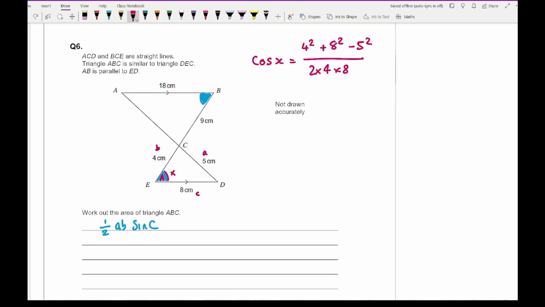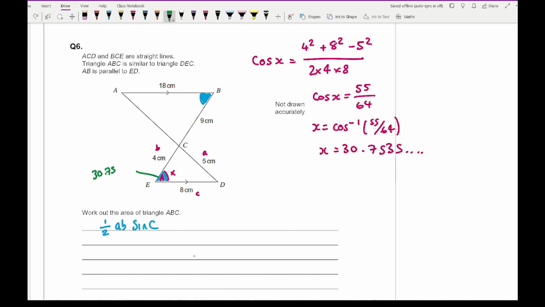Then from this I can then work out what cos x equals. So cos x equals 55 over 64. So x equals the inverse cos of 55 over 64. So x gives me an answer of 30.7535, and so on. So this angle here is 30.75, let's just call it degrees. And this angle here is going to be the same.